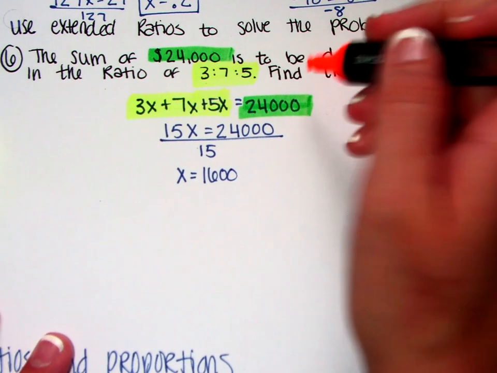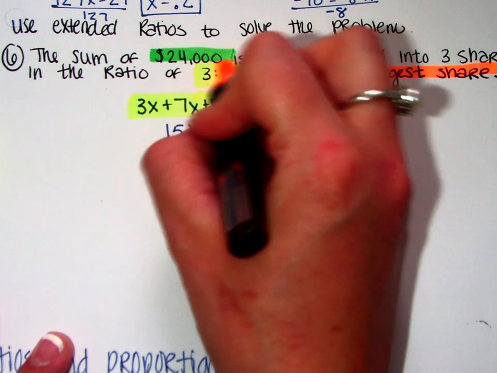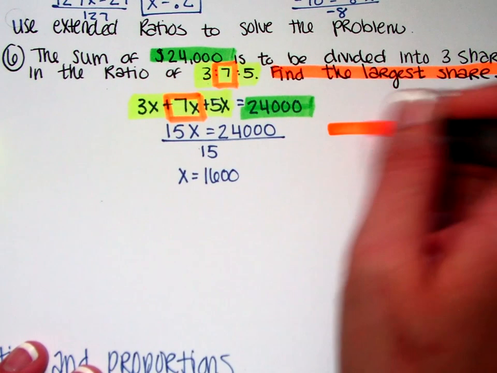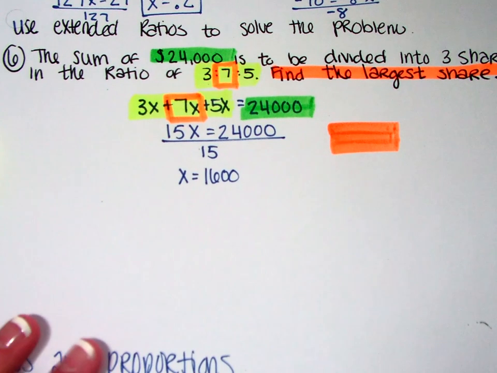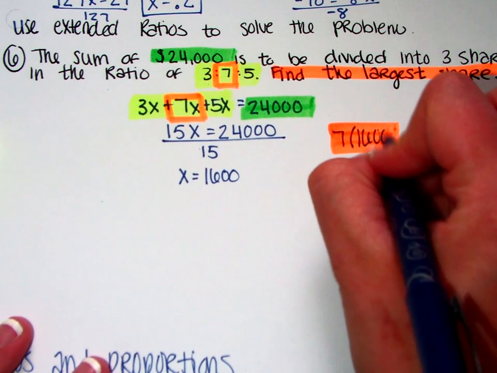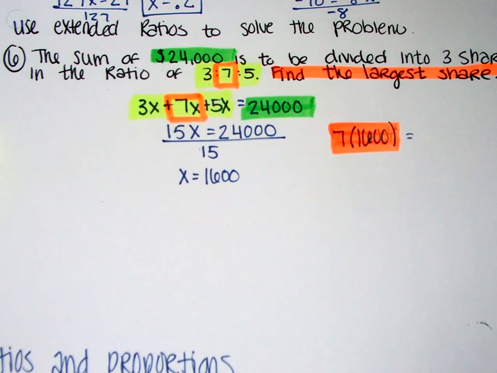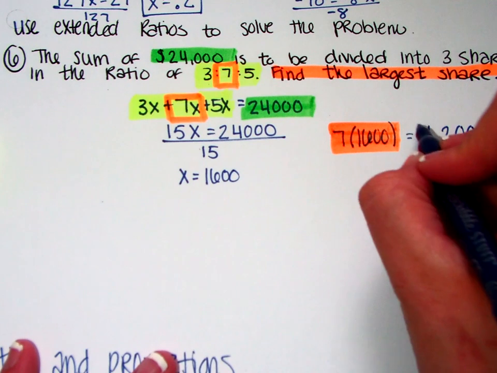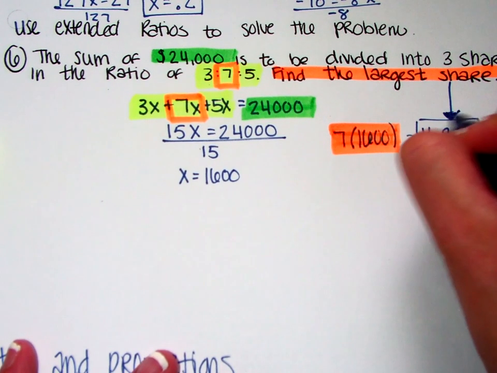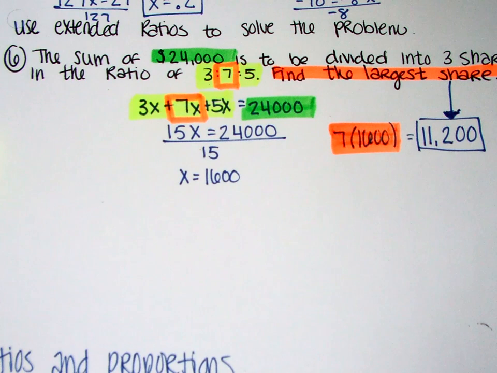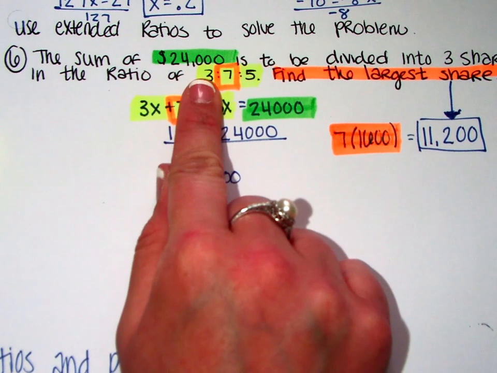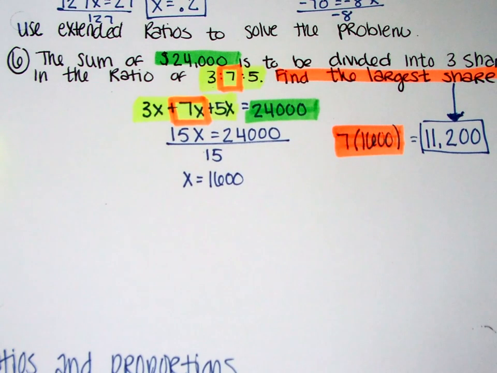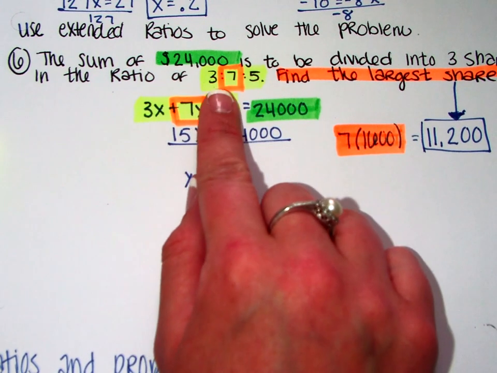If I want to find out who made the most money, if I want to find the largest share, I'm going to use the largest number. And that's 7 times the share. So all I'm going to do is multiply 7 times 1,600. So 7 times 1,600 is $11,200. That is the largest share. You always want to go with the number that corresponds. So if it's like, what's the smallest share? I would use 3. Okay. If it said, what is the share of the third person? I would use 5. What is the share of the second person? I would use the 7 in the second spot.